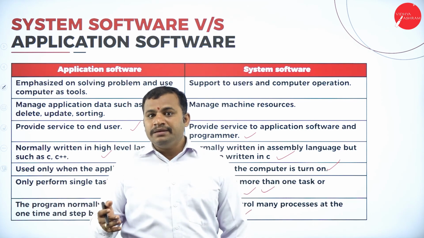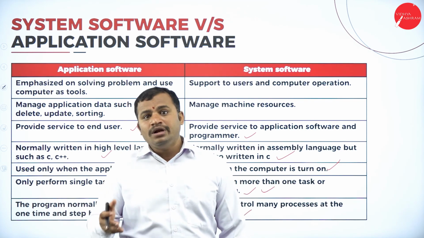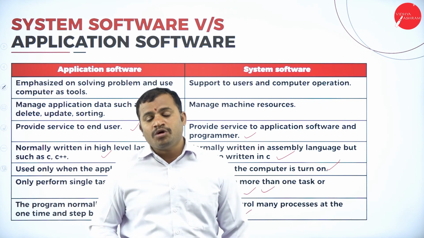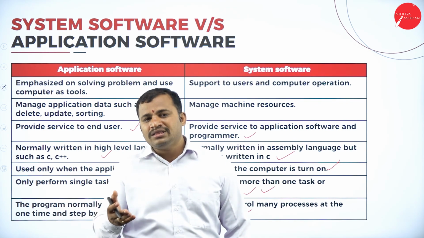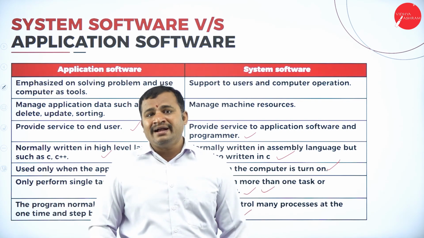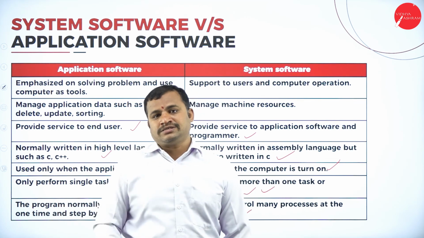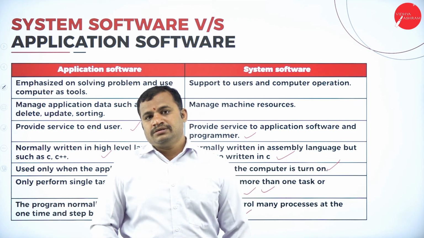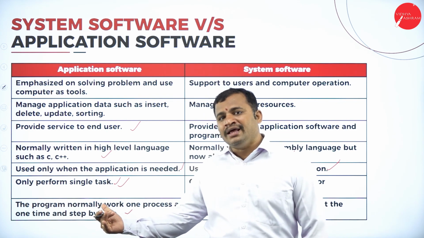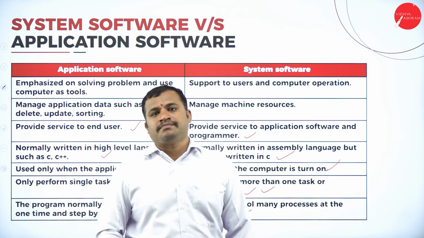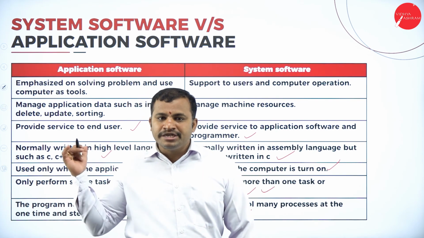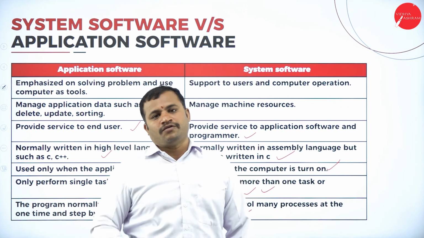Multitasking, multi-processes, dual-core processors, quad-core processors. What is that? All these are processors which are capable enough of handling multiple tasks. Whereas the application software is capable of handling only one task at a time. That is the difference between an application software and the system software.